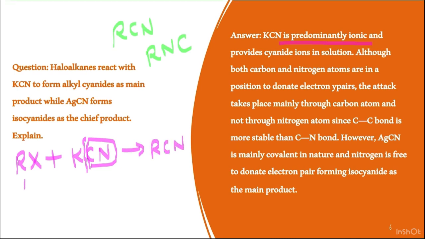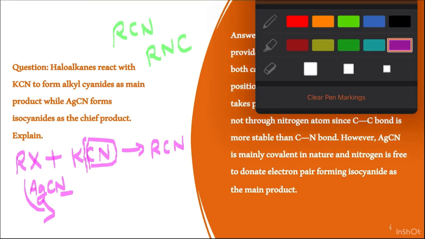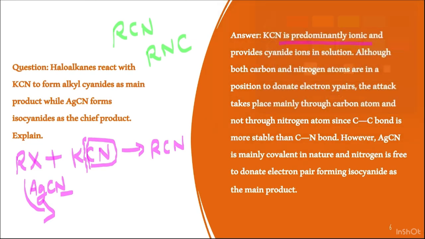But what happens in case of AgCN? When you react this with AgCN, it is not that ionic in nature and it does not provide cyanide ion easily. By that time, the nitrogen, since it's an ambident nucleophile, offers its electrons to R plus and isocyanide formation takes place quickly. That's the reason. Isocyanide is the main product in that case.